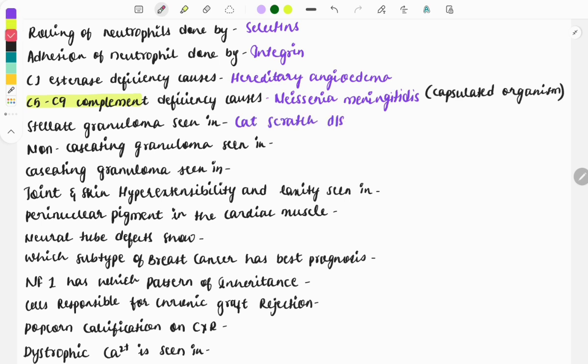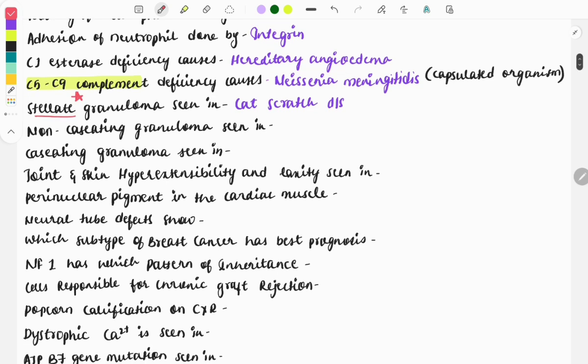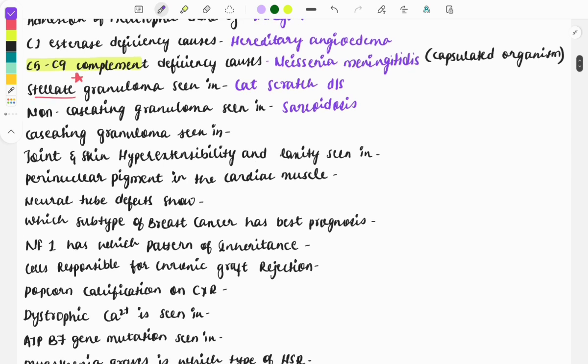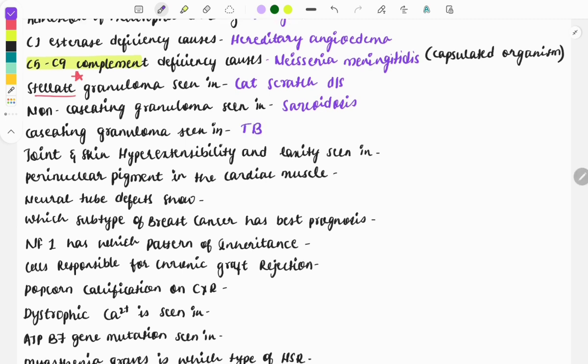So this question is also an important question because this is asked multiple times, the stellate granuloma. Likewise, you can see another granuloma, the non-caseating granuloma, and this is seen in sarcoidosis. So it is an autoimmune disorder and mostly females are affected in this. Okay, so the next, another granuloma, the caseating granuloma, and this is seen in the TB.